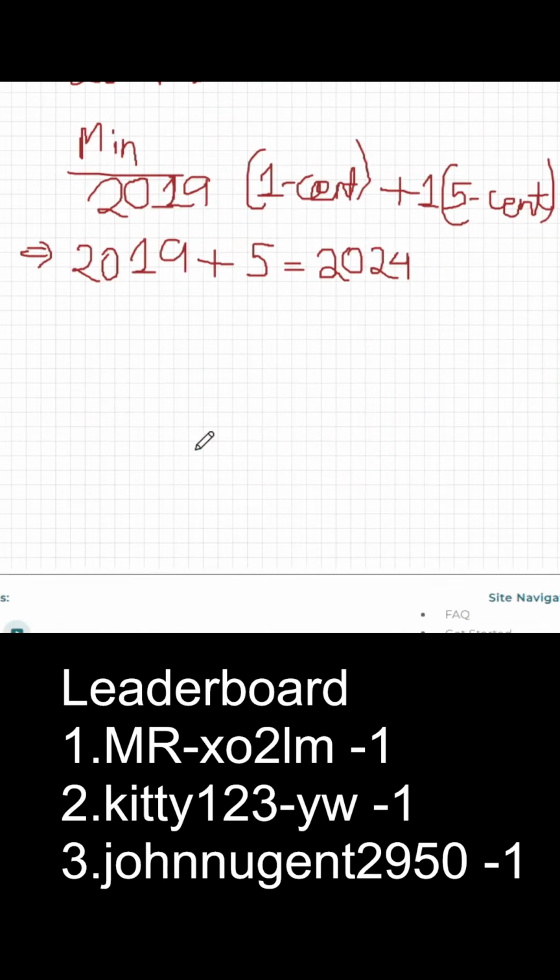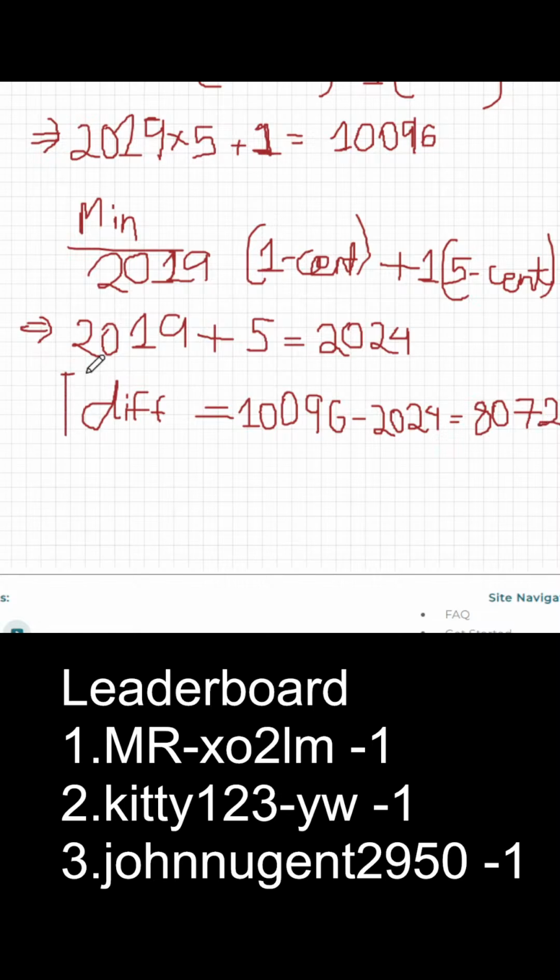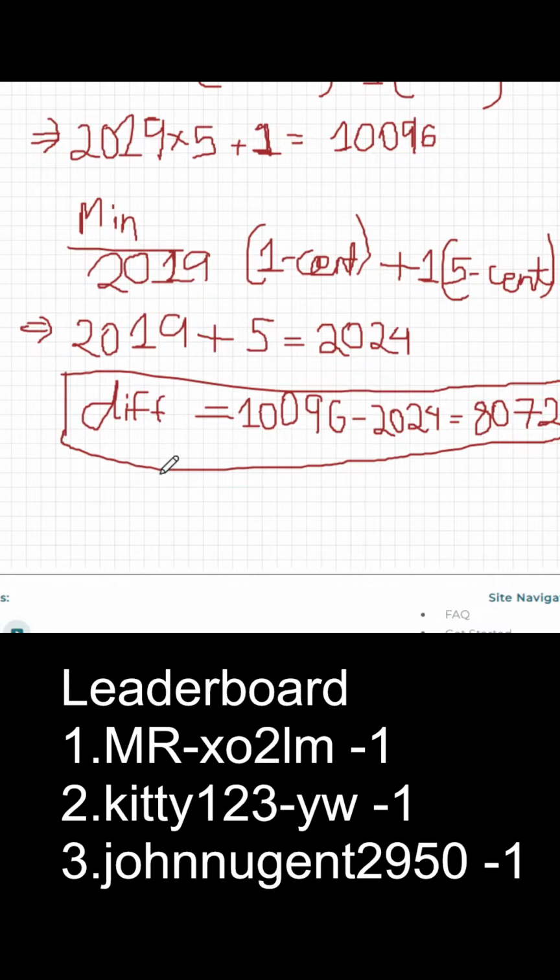So now let us find the difference. The required difference that we are told to find will be 10,096 minus 2024 cents. So this will be 8,000, and 96 minus 24 is 72. So this is the required difference, 8,072.